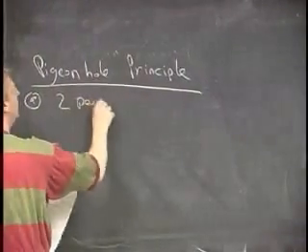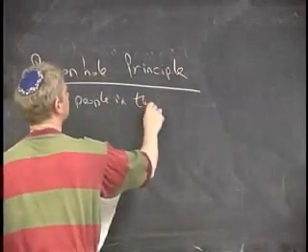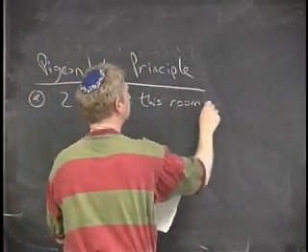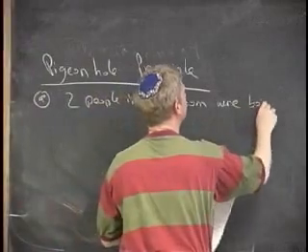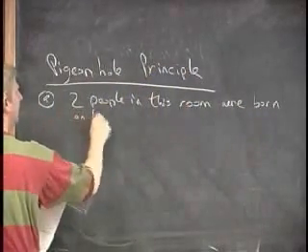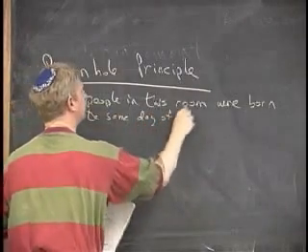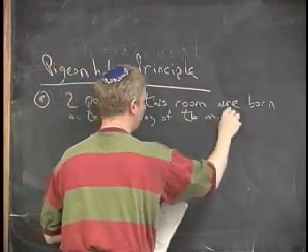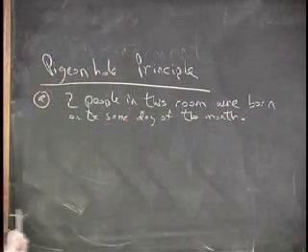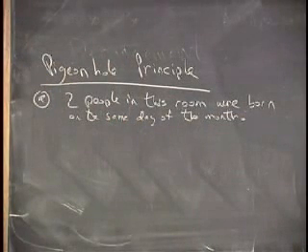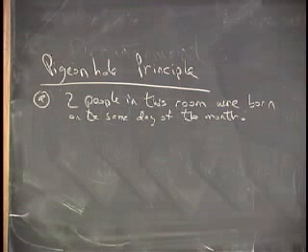Prove that 2 people in this room were born on the same day of the month. At least 2. That means 1 through 31. We got 36 people in this room, right? There's only 31 possible days. There's got to be a duplicate.